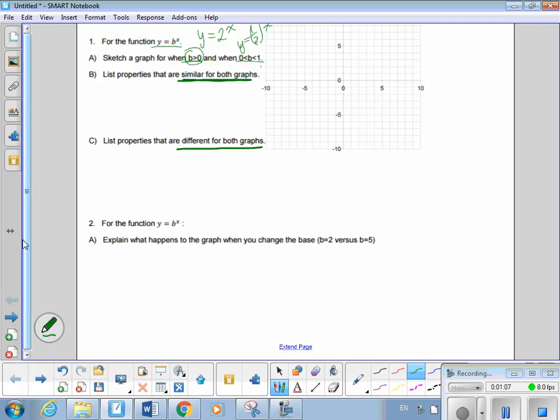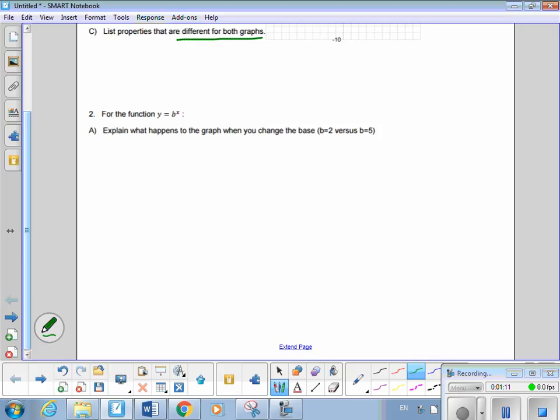Then if I look at number 2, it says explain what happens to the graph when you change the base. So they're saying what happens, and it gives you an example: if I have y equals 2 to the x versus y equals 5 to the x, what happens to the graph? Okay, and again, you could look at Shobi to see what does happen, or maybe you don't have to, maybe you can see that now.